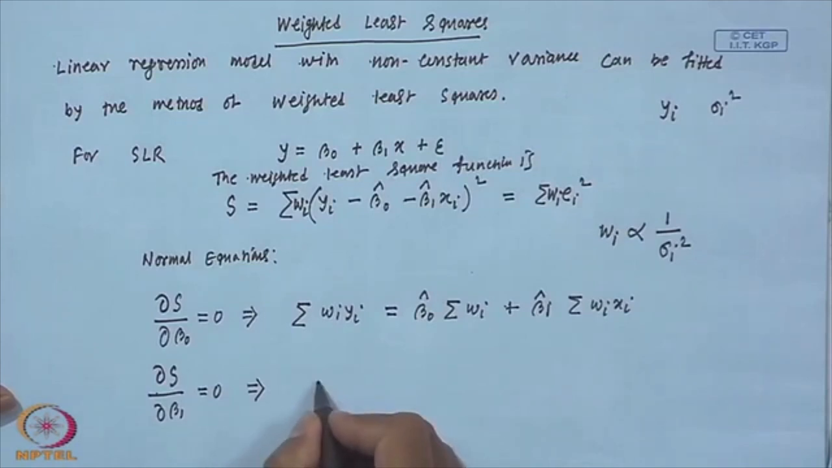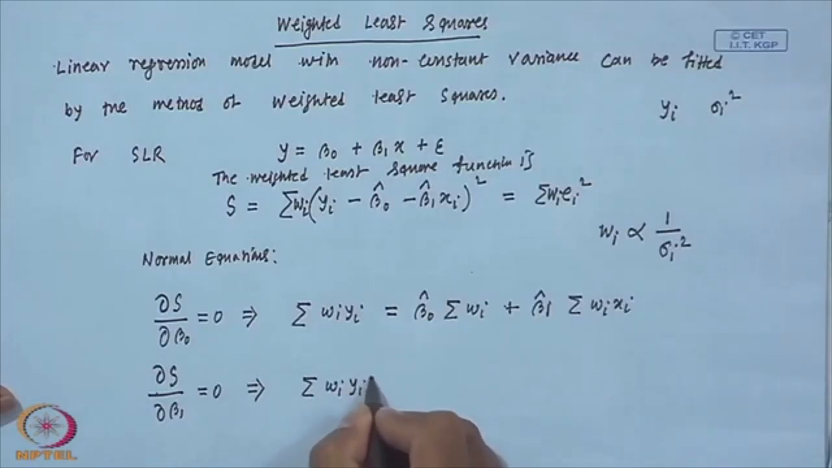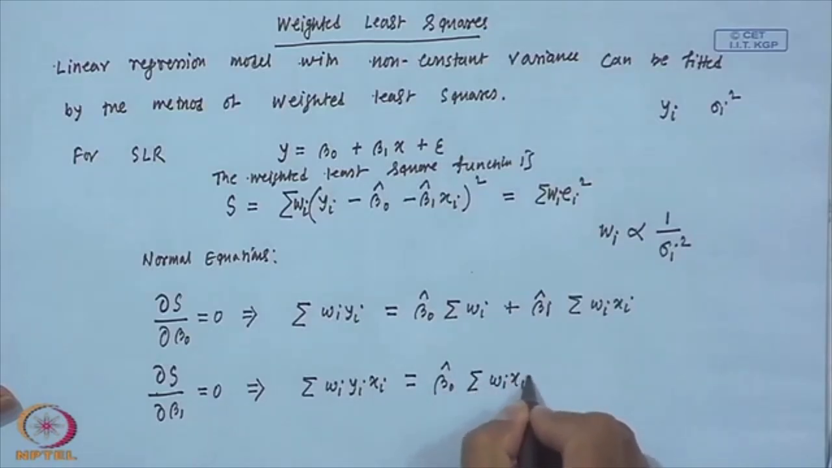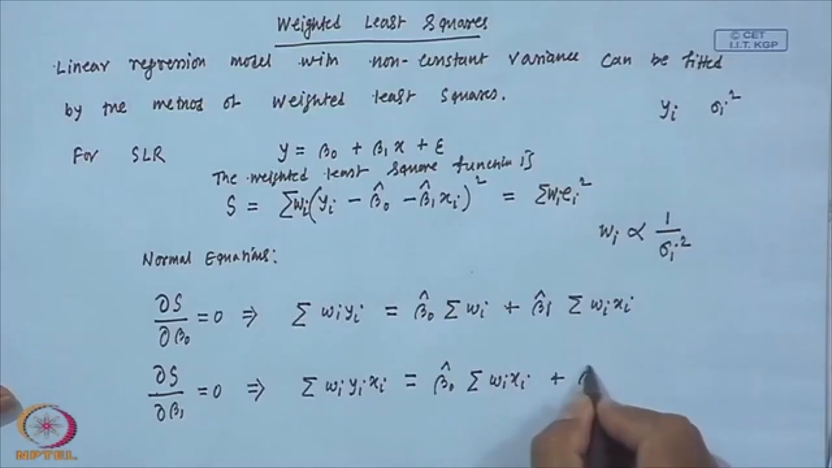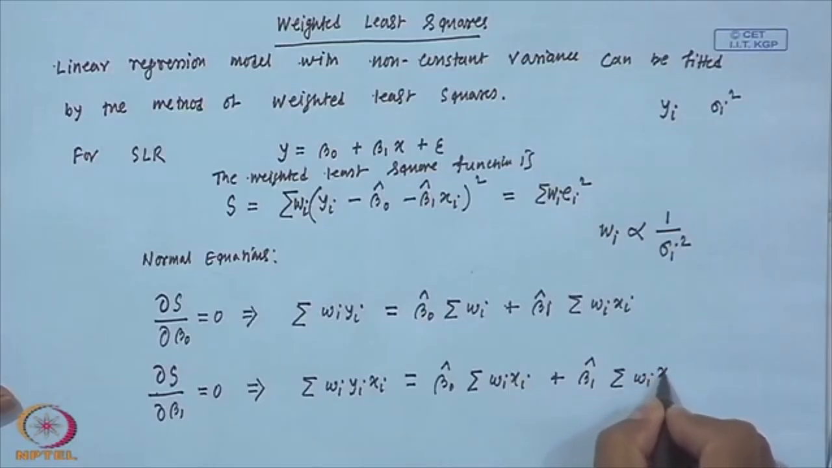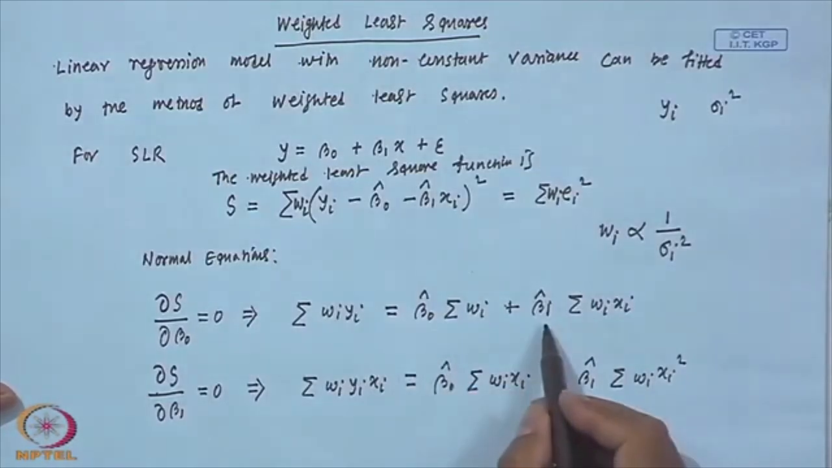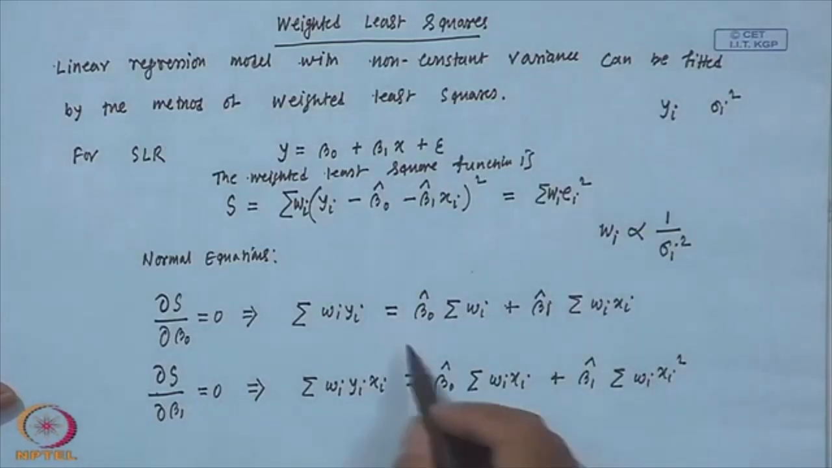This gives summation w_i y_i x_i equal to beta naught hat summation w_i x_i plus beta 1 hat summation w_i x_i square. So, you have two normal equations and two unknowns, beta naught and beta 1. By solving these two equations, you will get an estimate of the regression coefficients beta naught hat and beta 1 hat.